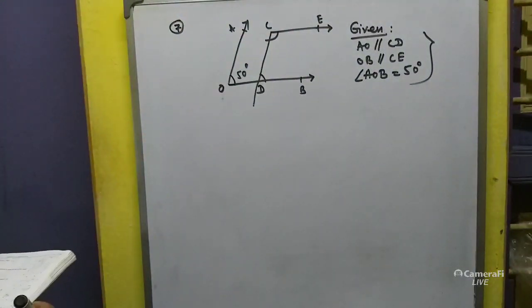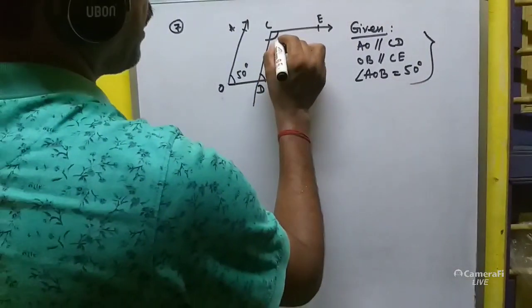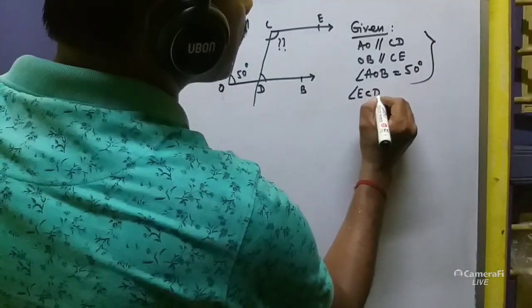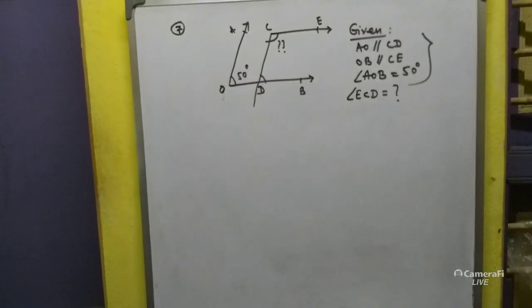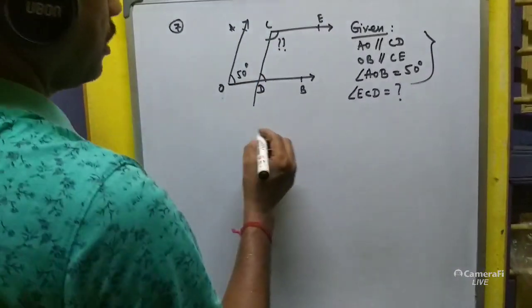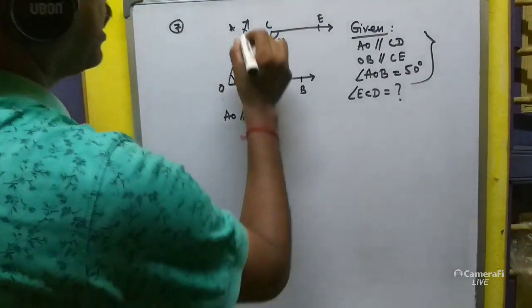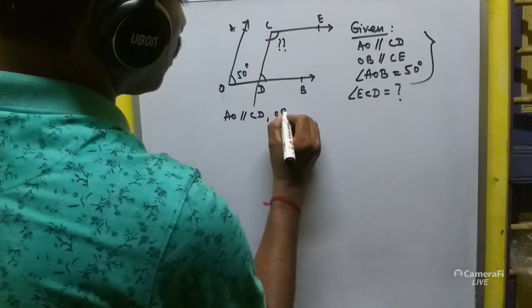You have to find out ECD. So this angle you have to find out, angle ECD. How much? So AO parallel to CD, right? AO parallel to CD and OB transversal.